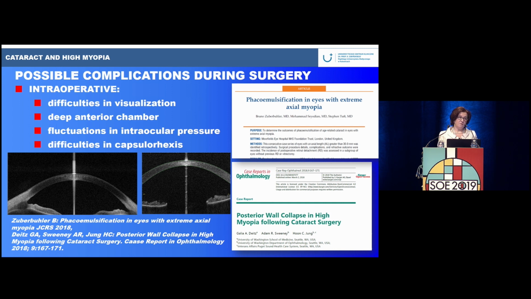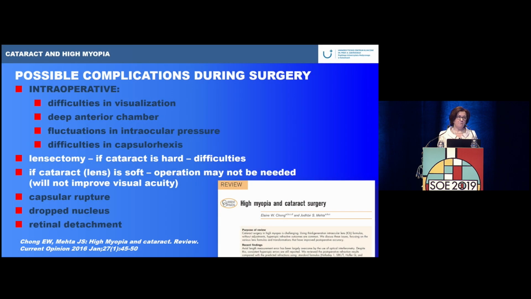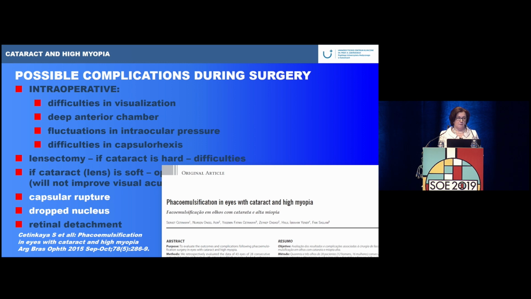For the intraoperative, the most important is that you should visualize the surgical pole. Because of the deep anterior chamber, the visualization sometimes could be difficult, as well as the fluctuations of the intraocular pressure during the surgery and difficulties in the capsulorhexis. Sometimes we should find the golden mean. If the cataract is too hard, we can have more difficulties, but if the cataract is too soft, the operation may not be needed, and we cannot reach the goal. The problem during surgery could also be capsular rupture, and we can find a dropped nucleus.